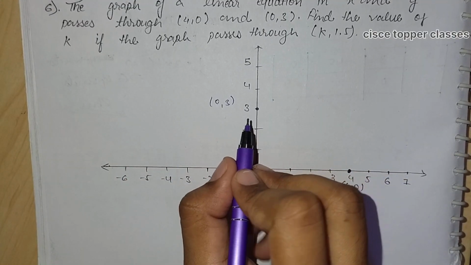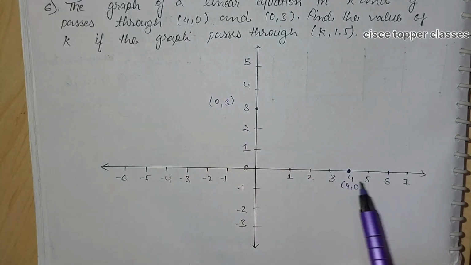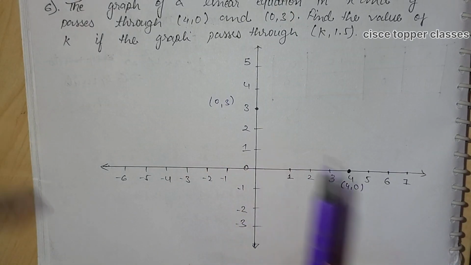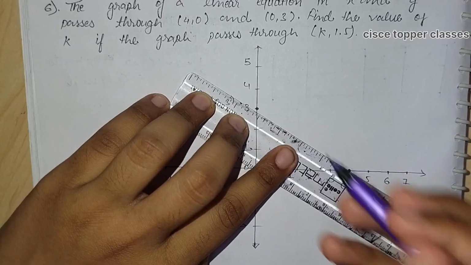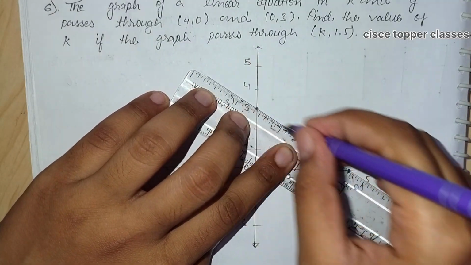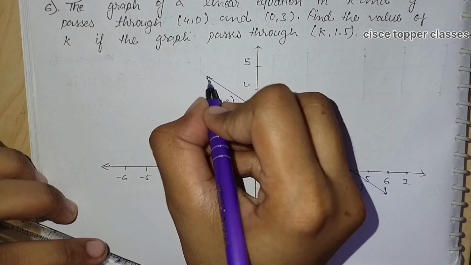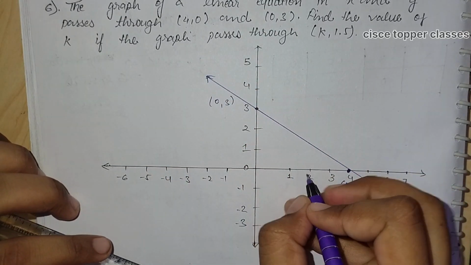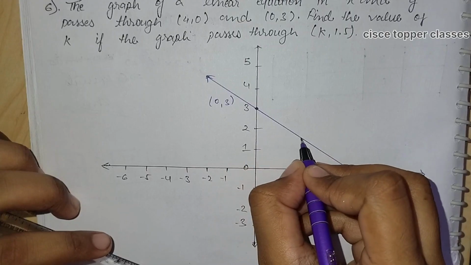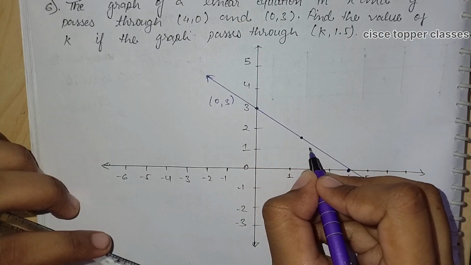So if we draw a line, these are the coordinates of the points here. So 4, comma 0 and 0, comma 3. So if we join this line here like this, this is the line. And if you want to find the point k comma 1.5, this will lie somewhere here. 1.5 will be here, y 1.5 will be here.